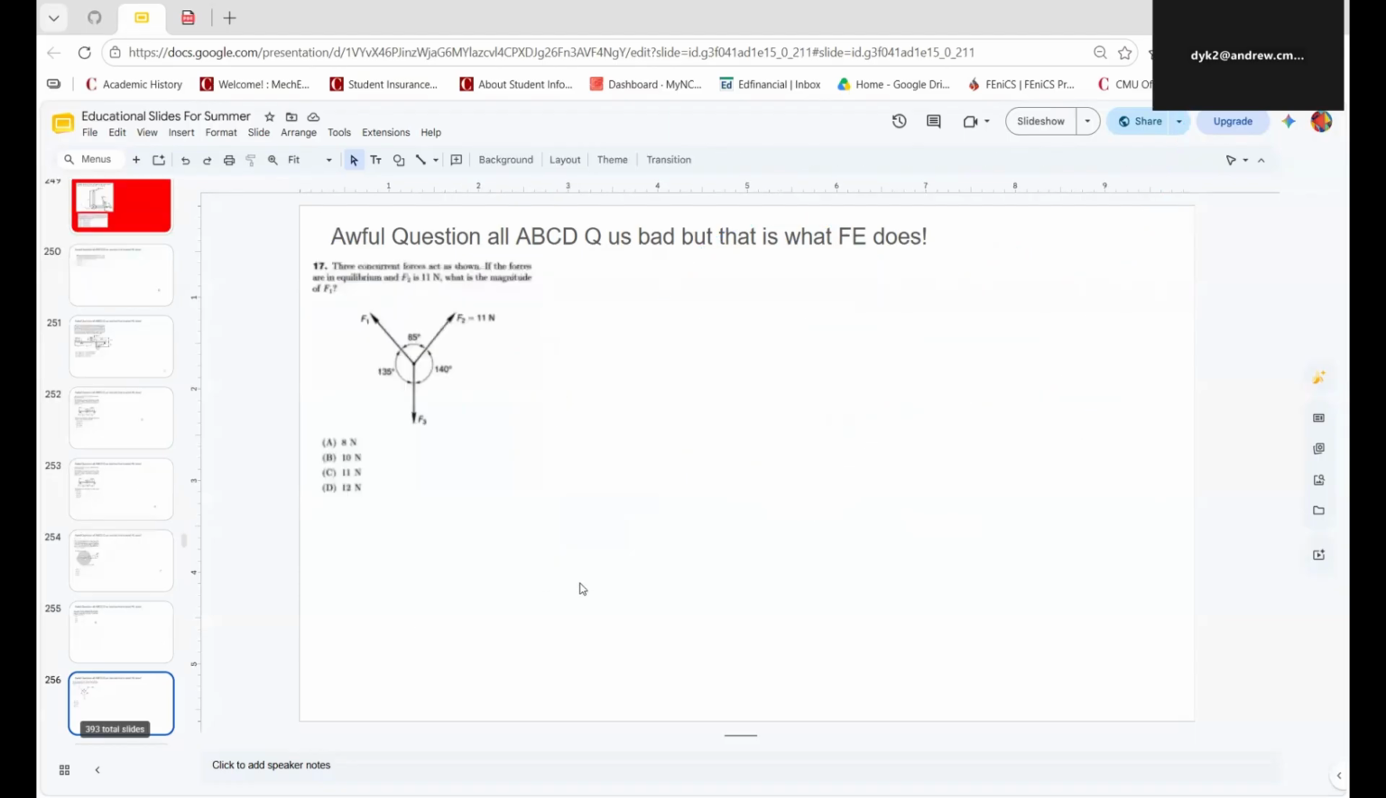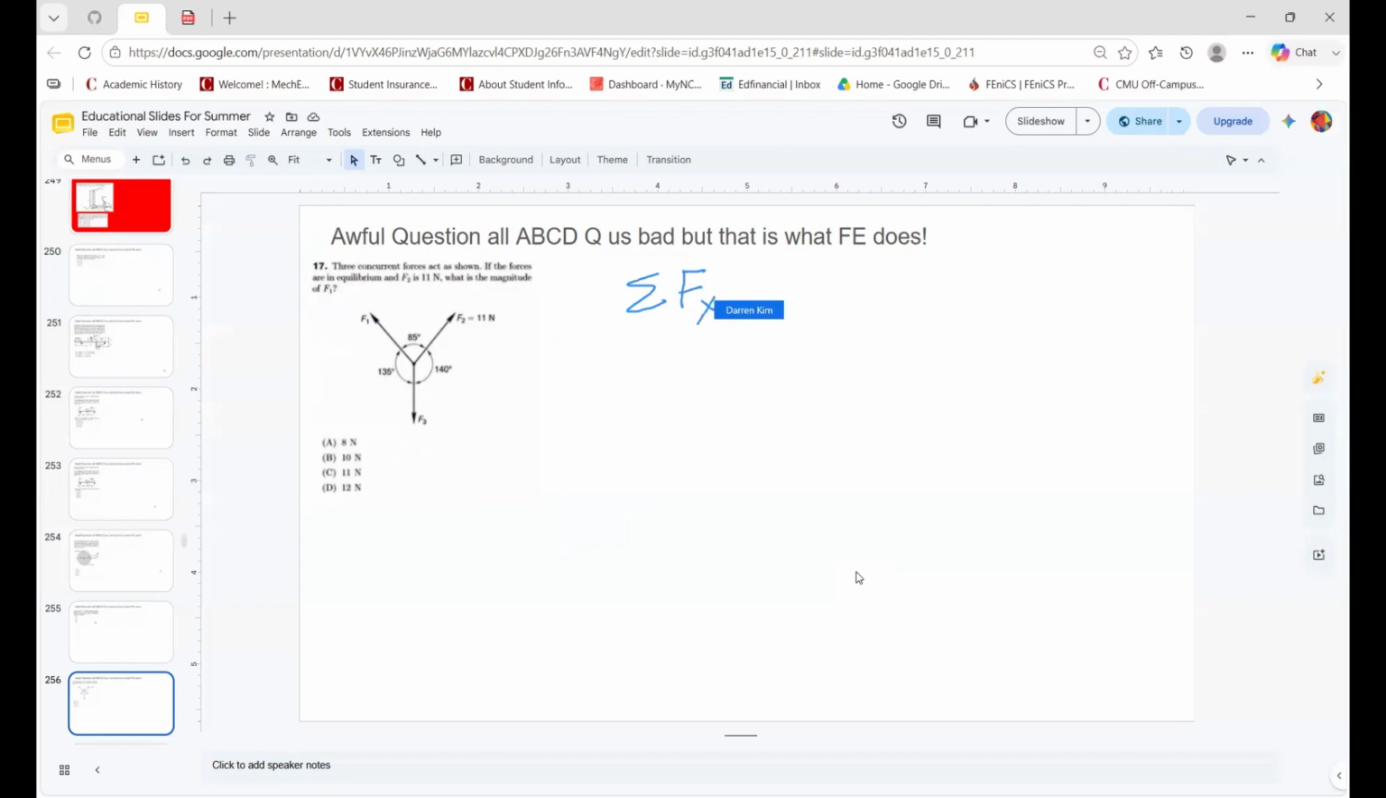Okay. 3 concurrent forces are acting as shown. If the forces are in equilibrium and F2 is 11, what is the magnitude of F1? Okay, let's solve it. There's a few ways to actually solve this, but I'm gonna go with the easiest way, which is summation equals 0. So we have to figure out this, we have to figure out this. Okay.